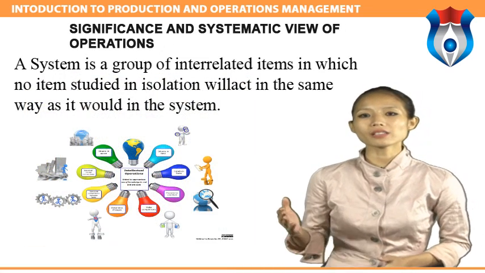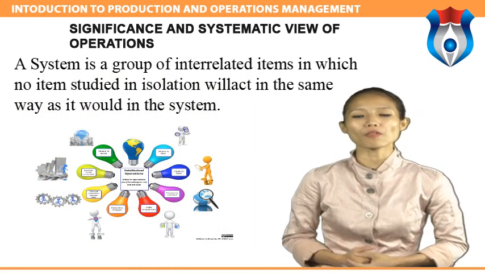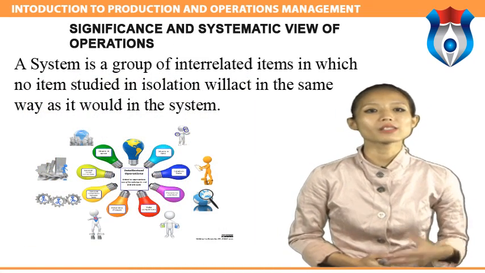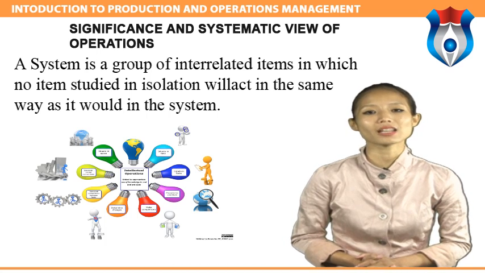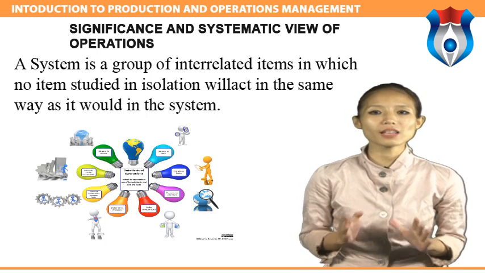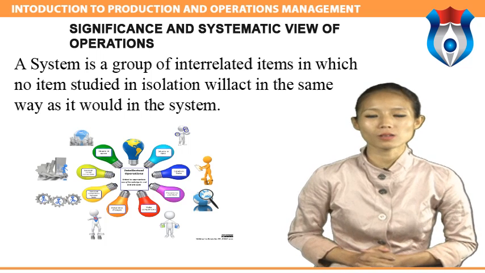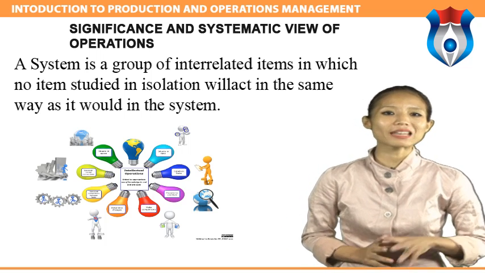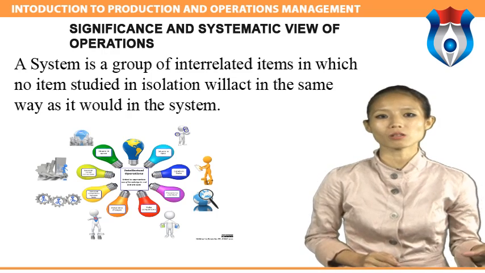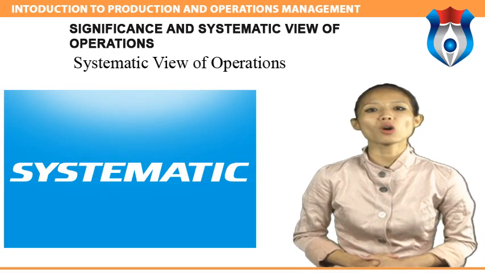Now we will study the significance and systematic view of operations. A system is a group of interrelated items in which no item, if studied in isolation, will act in the same way as it would in the system. A system is divided into a series of parts or subsystems, and any system is a part of a larger system.